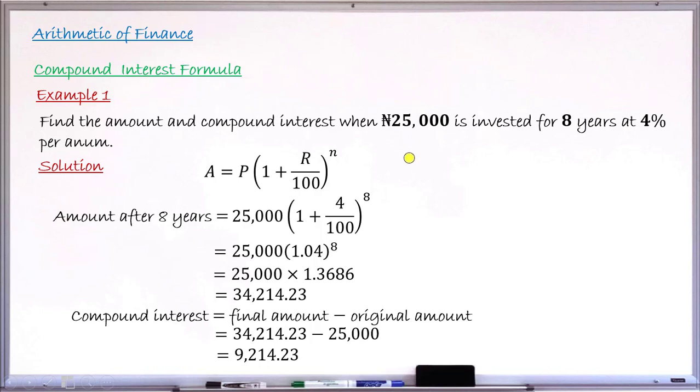We would have to do this calculating interest eight different times. But you can see with the formula, we obtain it as quick as possible. So let's move on and take another example.